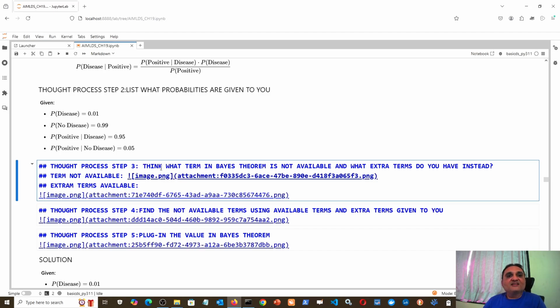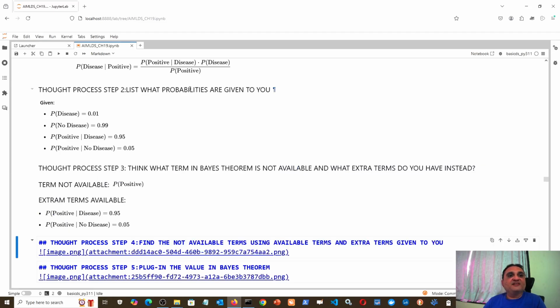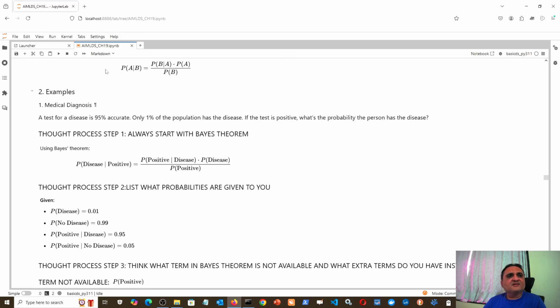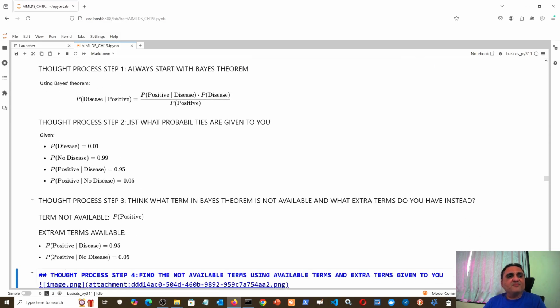So now we are at thought process step 3. Can I think what term in the Bayes theorem is not available and what extra terms do I have? I already explained that this term in the Bayes theorem, P(positive), is not available, and for the extra terms, P(no disease), a simple probability of no disease, is 0.90. That is okay, that is simple probability, but P(positive | disease), I think here I have made some mistake. Actually, P(no disease), whatever I calculated by that sum should be 1. That is the extra term P(no disease), but you can see here, is P(no disease) required anywhere? No, it is not required, right? And similarly, is P(positive | no disease) required anywhere? No, it is not required.